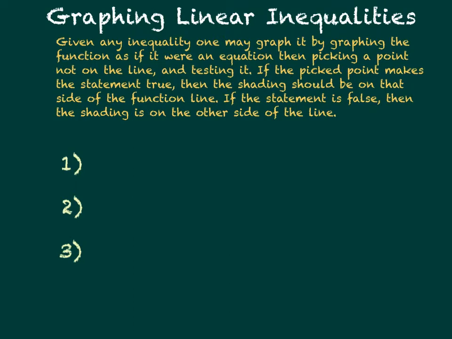Graphing linear inequalities. Given any inequality, one may graph it by graphing the function as if it were just an equation, and then picking a point that is not on that line and testing it. If the picked point makes the statement true, then the shading would be on that side of the function line. If the statement is false, then the shading is on the other side of the line. What all of that means is that first you graph the line.